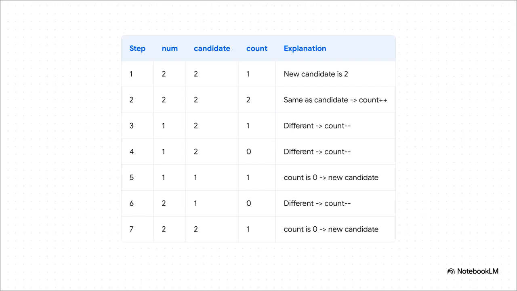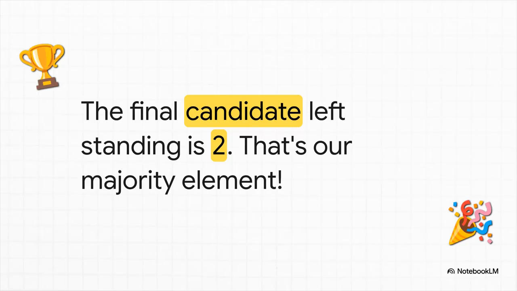And that's where we end up. And just like that, we're at the end of the array. The final candidate left standing is 2. And that's our answer. Because the true majority element has more votes than all others combined, its votes can never be fully canceled out by the end. It is mathematically guaranteed to be the one left holding the title.